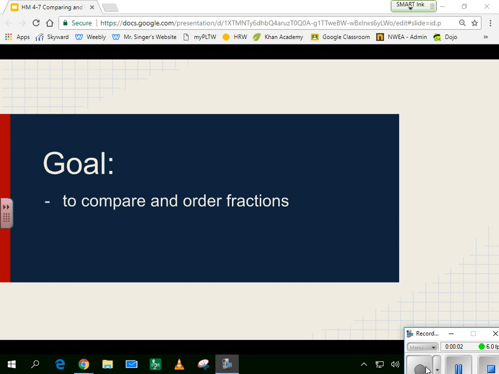Kind of got you started with this on the warm-up in the previous lesson, but today we're going to focus our time on how to compare and order fractions. They may look different. We should be able to figure them out, though, moving forward. Go ahead and write this down, and hopefully you have today's date and page number also in your notebook.